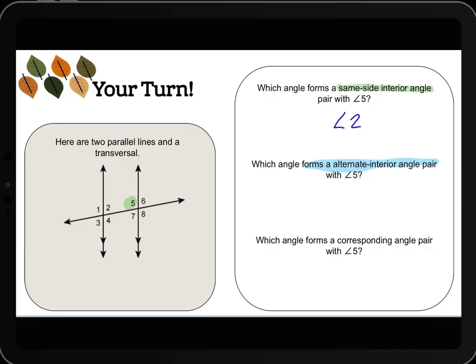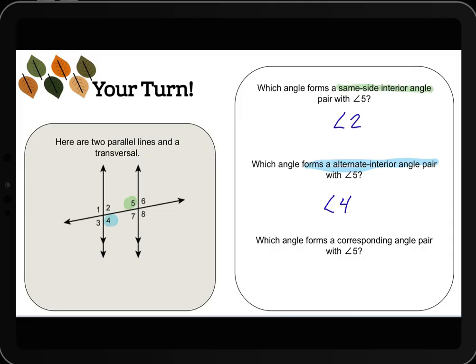Well, for alternate interior now, we're looking across the transversal, but it's still on the inside, right? So the inside is in between the parallel lines, but it has to be diagonally across. So now we're looking at angle 4 rather than angle 2.